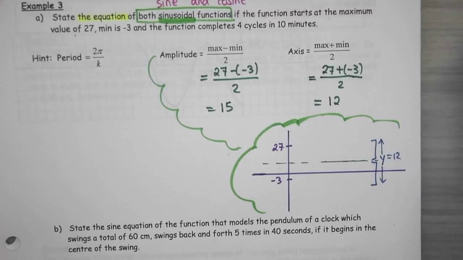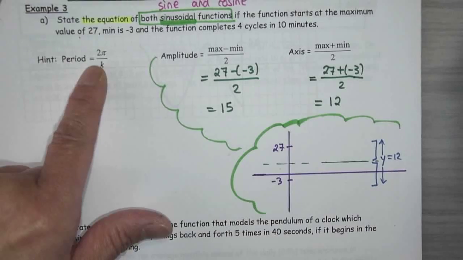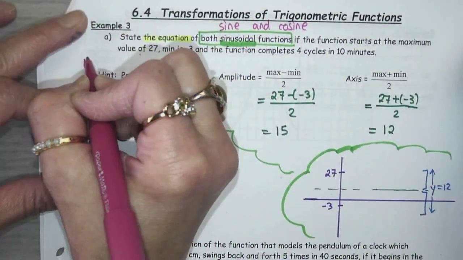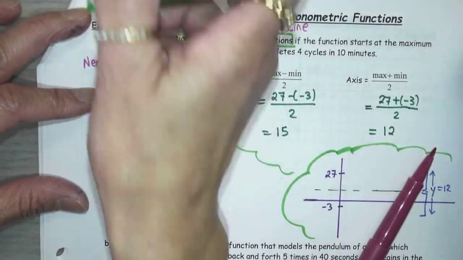Okay. Now I'm going to get to my equation, but I don't have my period. So I have to get the period, so I need K. I need K for every single equation. So I need K.